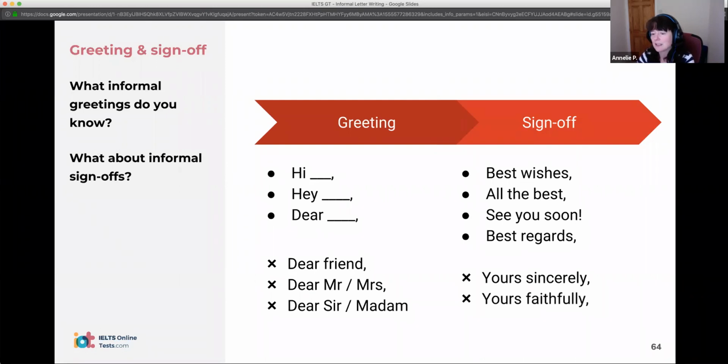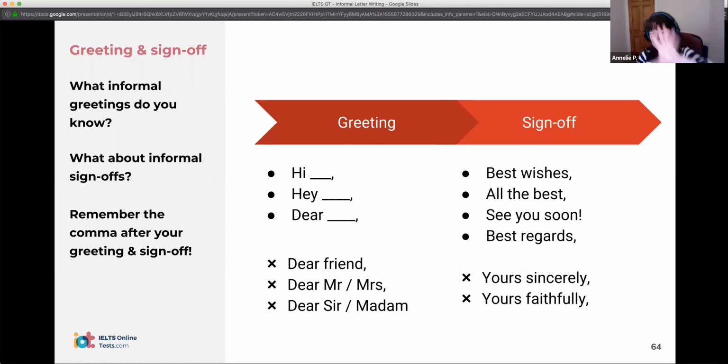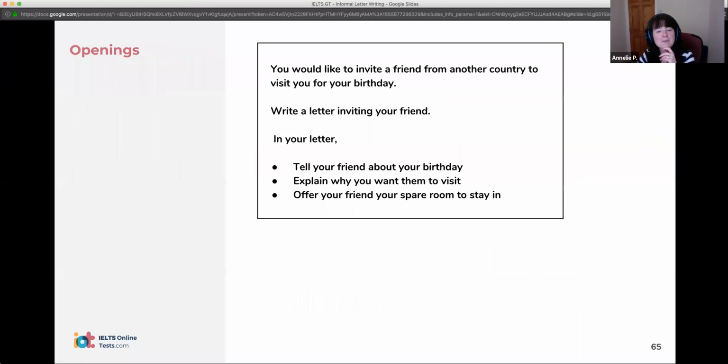Don't use yours sincerely or yours faithfully. Remember, those are very formal ways. Waiting for you anxiously. That's great. I love that, Samin. Very good. So make sure you're not using any of those formal expressions that we looked at before when we were looking at the formal one. And don't forget to put your comma after the names and after the endings. All right, so that's the greeting and the sign off. So we got the very beginning and the very end. Yours lovingly, Haida, that's very nice as well.